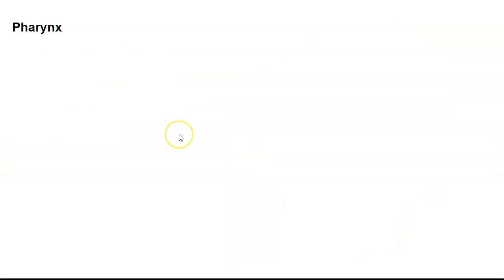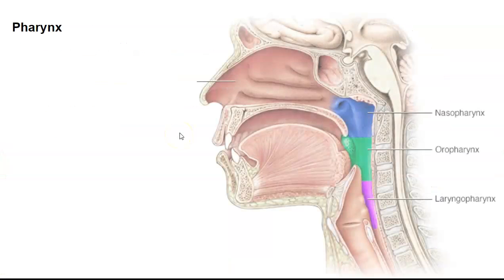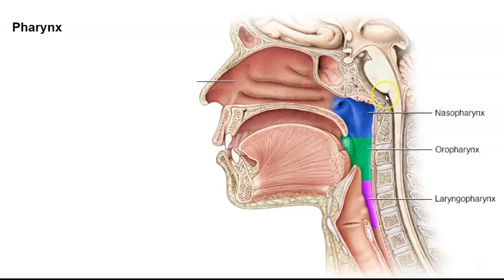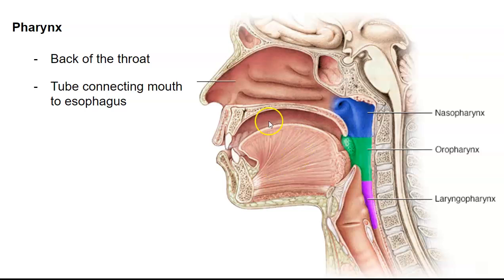I'm not sure. The pharynx is just another name for the back of the throat. So behind the nasal cavity, we have the nasal pharynx. Behind the oral cavity, we have the oral pharynx. And behind the larynx, we have the laryngopharynx. So we'll just call all of this area the pharynx. And that's just the back of the throat. And that's a tube that connects the mouth to the esophagus.